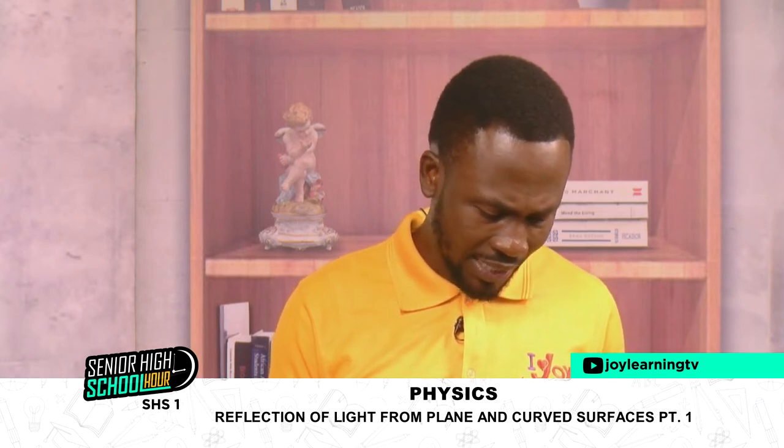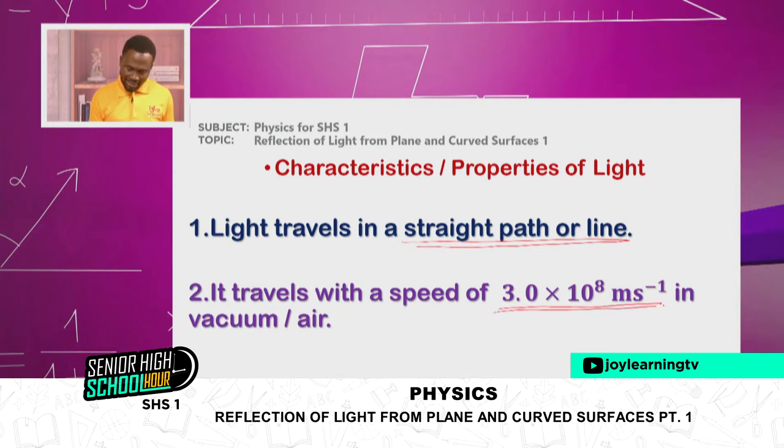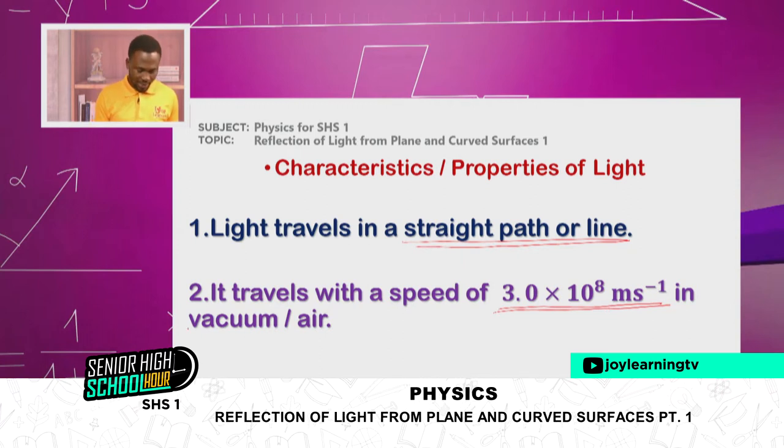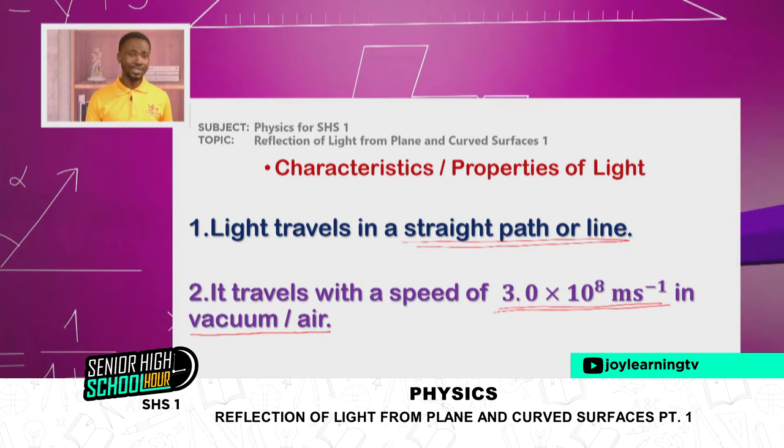What else can we say about light? You can also say that light travels with a speed of 3.0 times 10 to the power 8 meters per second. That should end there. You have to say in vacuum or air. Why am I saying so? It is because the speed of light varies from one medium into the other. That means that light has different speeds in different media.